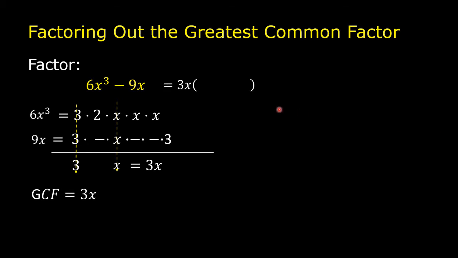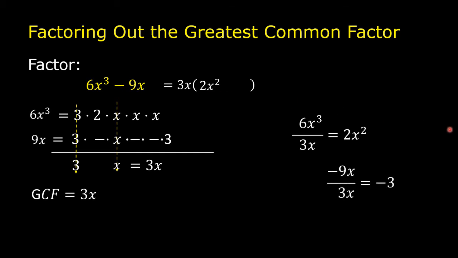Next, divide each term of the given polynomial by the greatest common factor, which is 3x. Positive 6x cubed divided by 3x is equal to 2x squared. Write 2x squared. Negative 9x divided by 3x is equal to negative 3. Write negative 3. So the answer is 3x times the quantity 2x squared minus 3.